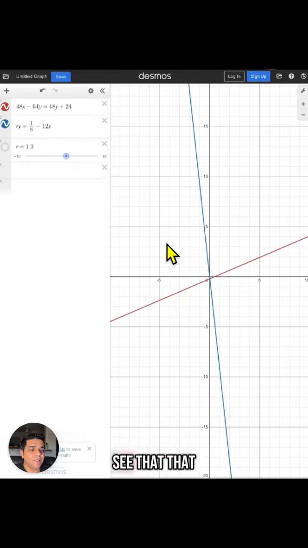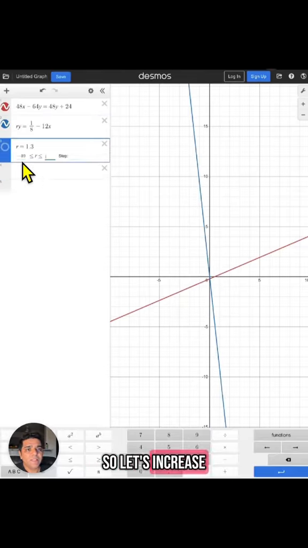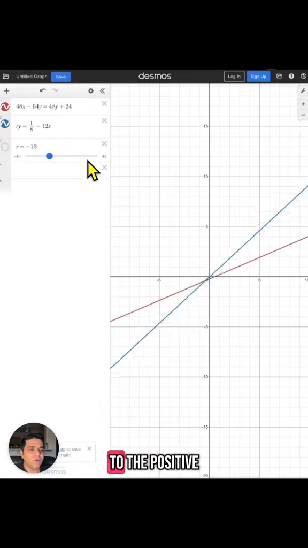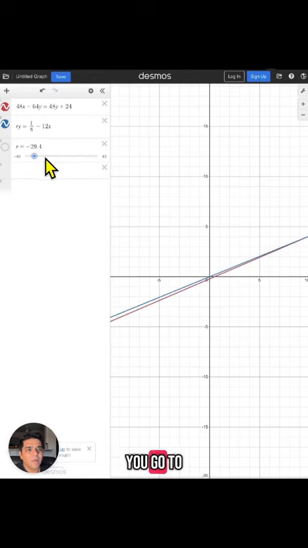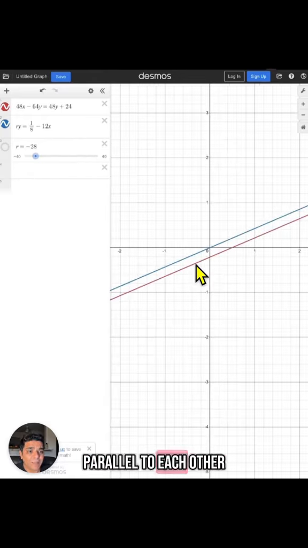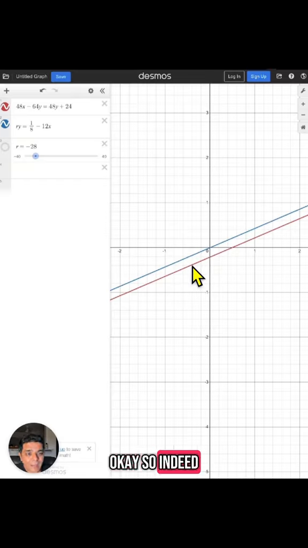Quickly we see that that range is not enough, so let's increase the bounds to negative 40 to positive 40. Now as you go to the positive, it doesn't do anything. But as you go to the negative side, at negative 28, you see the lines are now parallel to each other. So indeed the answer is the same, negative 28. This works with Desmos as well.